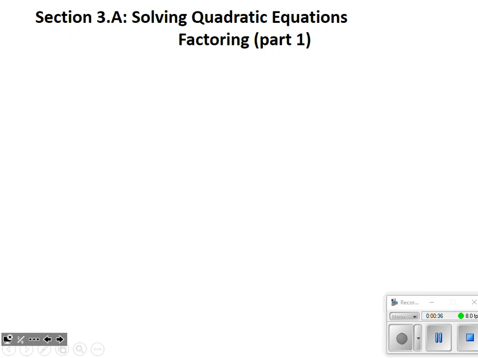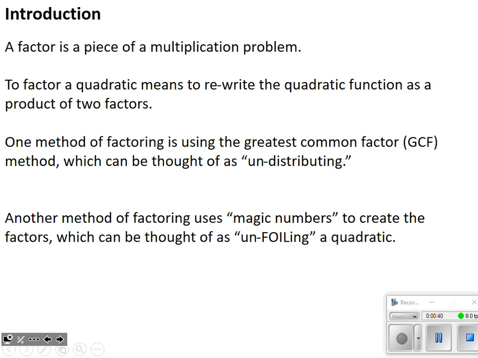So 3.A, solving quadratic equations by factoring, part 1. Introduction: remember that the word factor just means a piece of a multiplication problem. So the math vocabulary is that two factors multiply to make a product. So we're trying to split up the multiplication that's happening inside these functions. Second point there, to factor a quadratic, we're rewriting it as multiplying factors together. Usually with quadratics, it's two factors, but there could be more if one of those factors is a number.